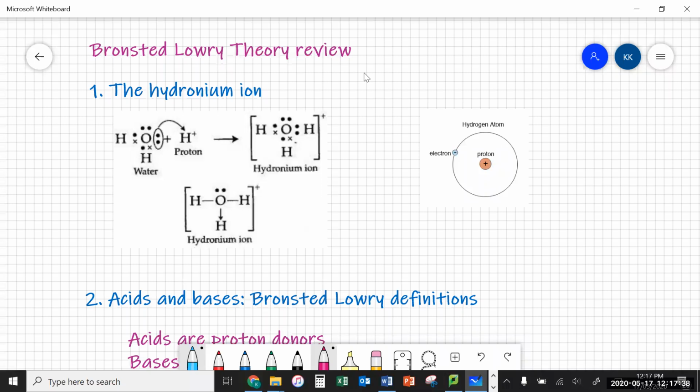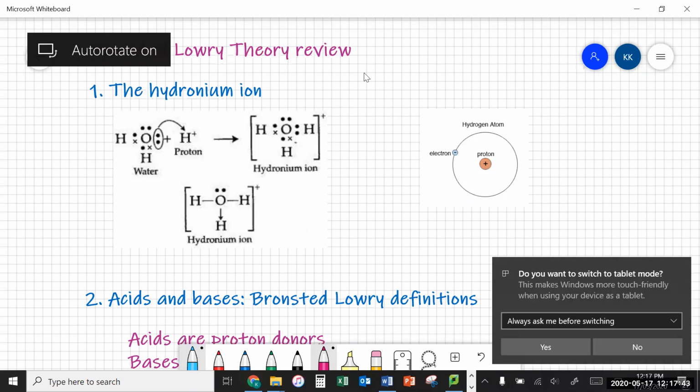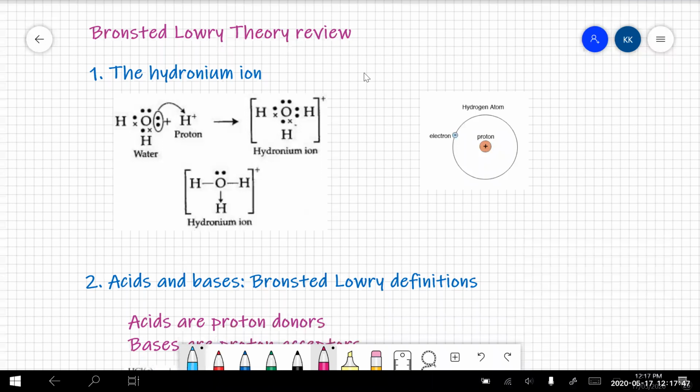You'll remember our Bronsted Lowry theory of acids and bases that we've already studied, and this year we're going to apply some of our equilibrium stuff that we've learned about to the Bronsted Lowry theory. So this is just going to be a quick review to get you started. First of all, our hydronium ion.